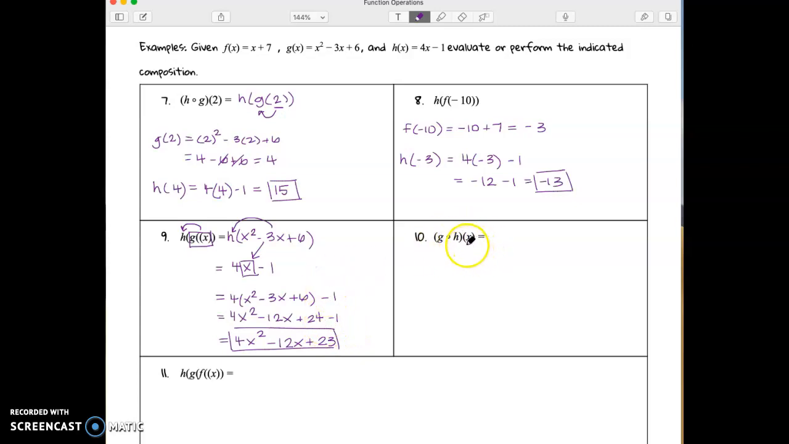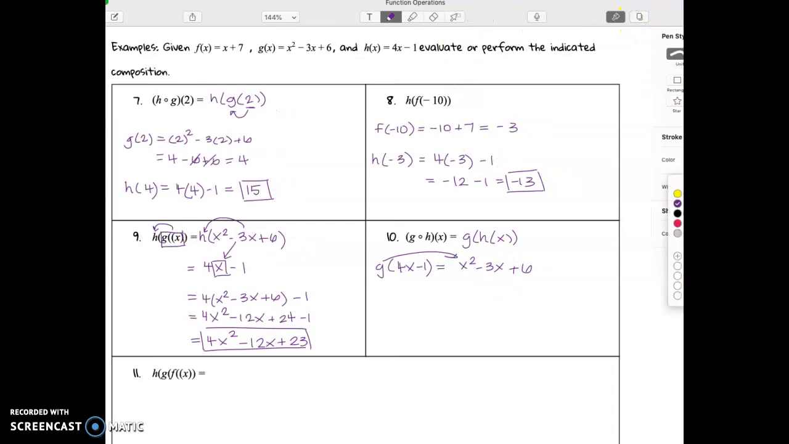In number 10, they're asking me to take h and plug it into g. So this is the same notation. I tend to like this one better just because it helps me see what's getting plugged in. So I'm taking h of x and plugging it into g. So again, I'm going to take g, which is x squared minus 3x plus 6. And for every single one of those x's, it's going to be replaced by this entire expression. So when we use the same variables, they can get a little confusing because I have an x, but I'm putting in another x. So sometimes seeing those boxes can help.